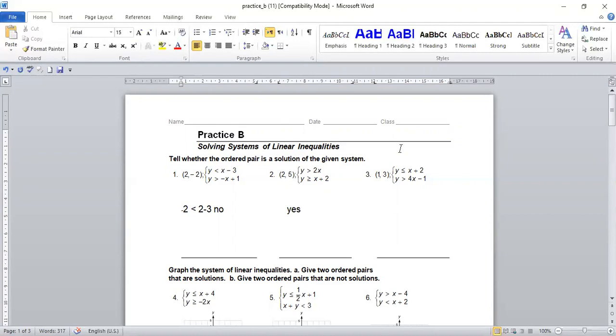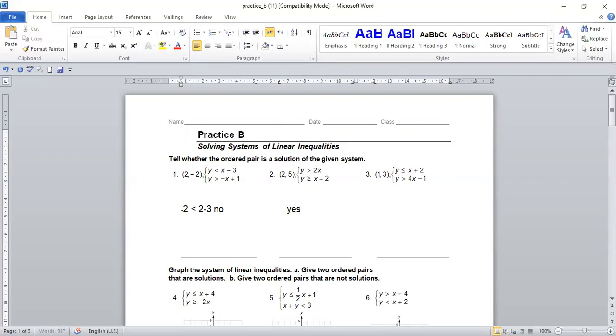Now for question number 3, here we have the value of x as 1 and y as 3. So we put 3 here and 1. So 1 plus 2 is 3. Is y less than or equal to 3? Is 3 less than or equal to 3? Yes, it is. For the first inequality, yes, because 3 is equal to 3. Let's move on to the next one. y is 3, so is 3 greater than 4 multiplied by 1 minus 1, that's 3. Is 3 greater than 3? Of course not.